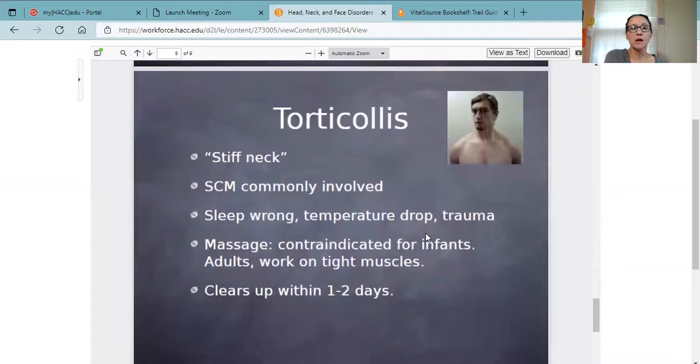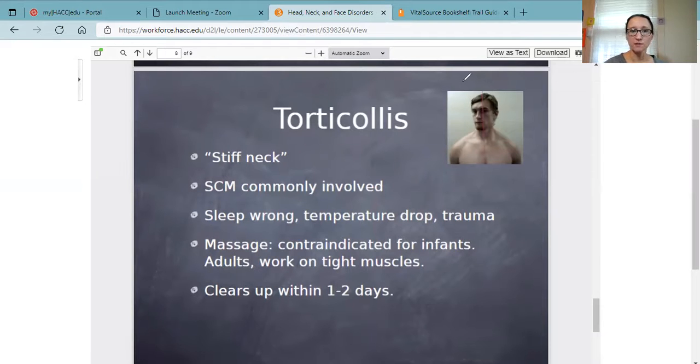Torticollis is up next. Torticollis is known as stiff neck or wry neck. Let me write that one down. Wry neck. W-R-Y. Ooh, that is the worst Y ever. There we go. W-R-Y. Yikes, that's not very good. But anyway, stiff neck or wry neck is what this is called.